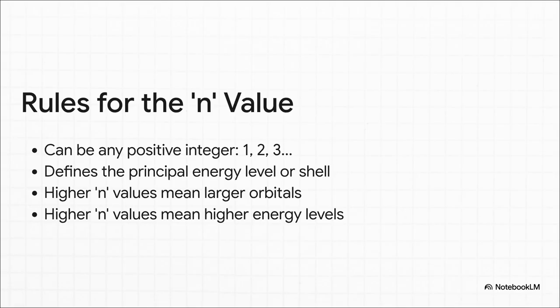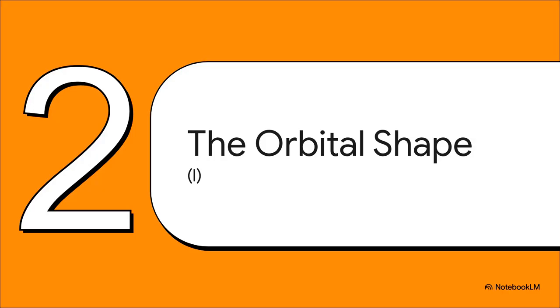And the rules for N are actually pretty straightforward. It can be any positive whole number, so 1, 2, 3, and on. And it's simple. The higher the N value, the bigger the orbital. That means the electron has more energy and is hanging out further away from the nucleus. An electron on street number 3 is just more energetic and further out than one on street number 1. Simple as that?